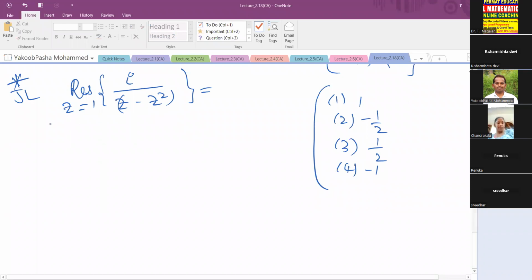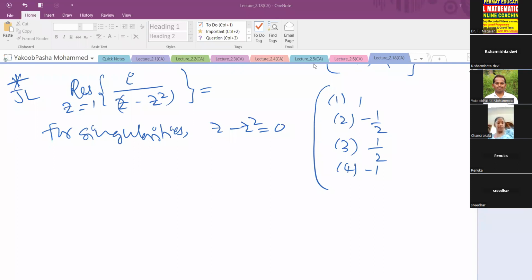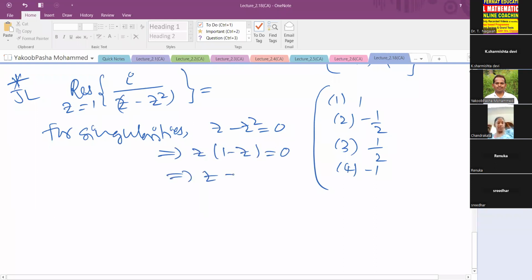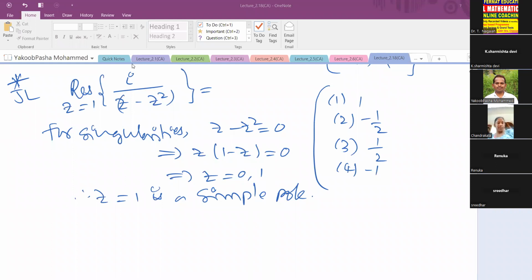For this, first of all, we can equate the singularities. Here the singularities: z minus z square is equal to 0. So z minus z square equal to 0 means z of 1 minus z is equal to 0. z is equal to 0, 1. So z is equal to 1 is a simple pole. We know that simple pole means we can calculate the residue at z is equal to 1.